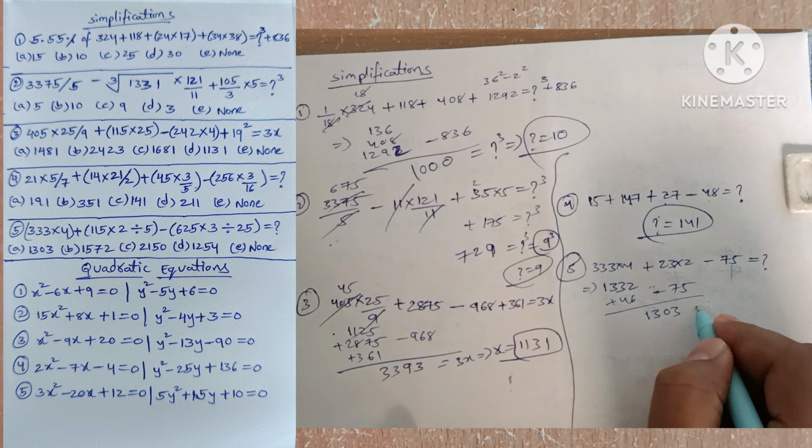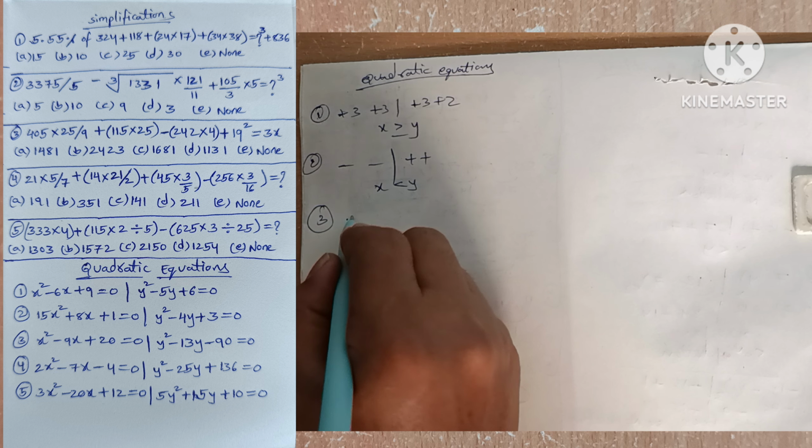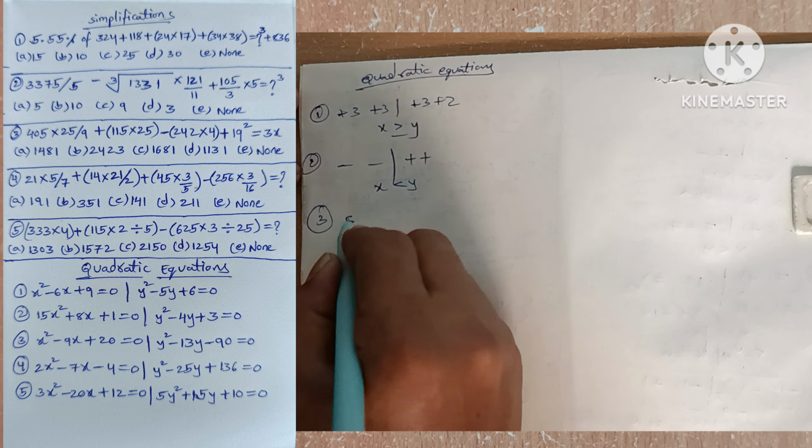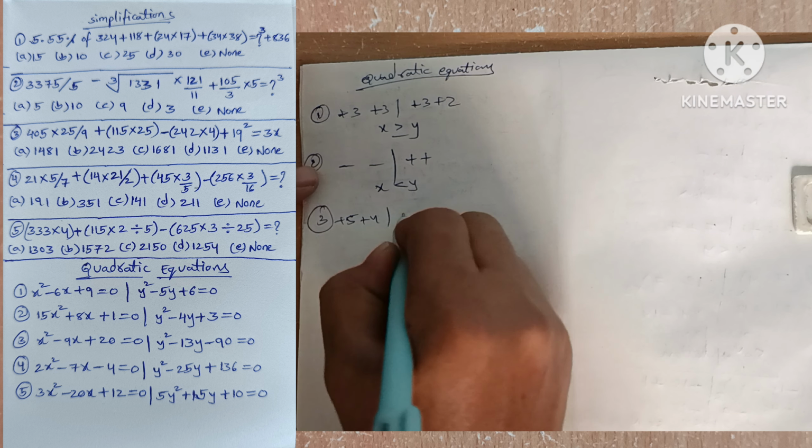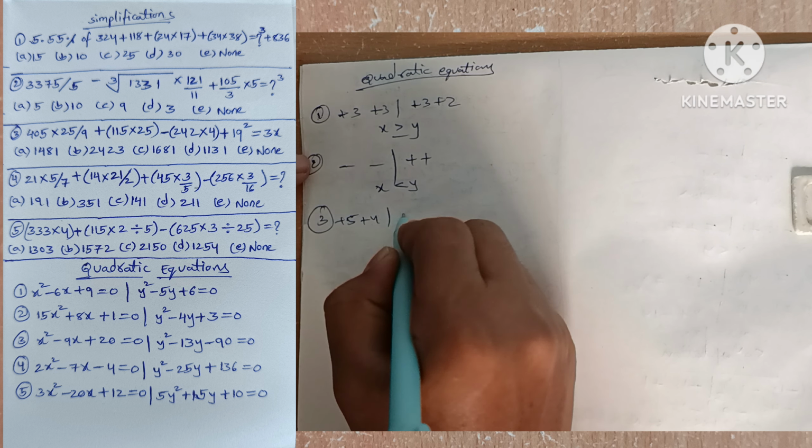Third one, x square minus 9x plus 20 equals to 0. Here the roots are plus 5 plus 4. Y square minus 13y minus 90 equals to 0. Here the roots are plus 18 minus 5. By comparing these two, x is greater than y and x is lesser than y. So no relation here.